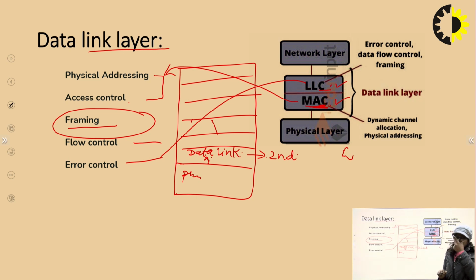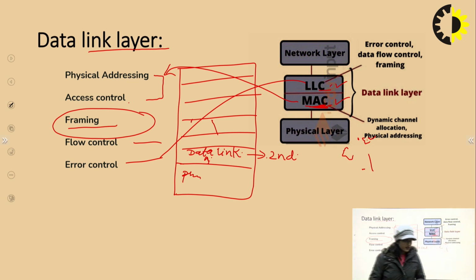In these slides, we are going to discuss that the data link layer has two sublayers, the logical link control and media access control. This is the main concept on which we are discussing ahead.